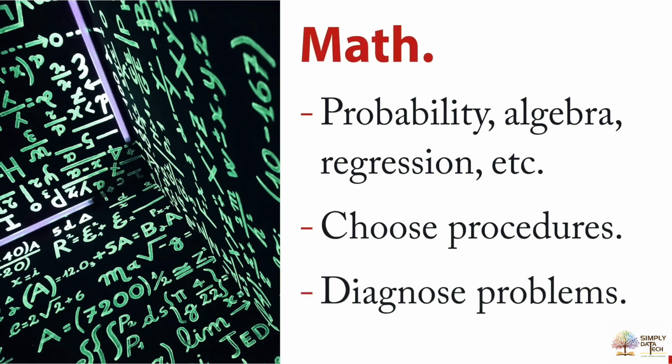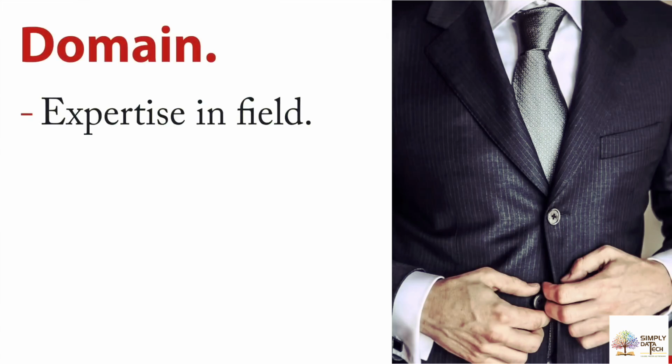And given that you're trying to do new things with new data in new ways, you're probably going to come across problems. And so the ability to understand the mechanics of what's going on is going to give you a big advantage. And the third element of the data science Venn diagram is some sort of domain expertise. Think of it as expertise in the field that you're in.